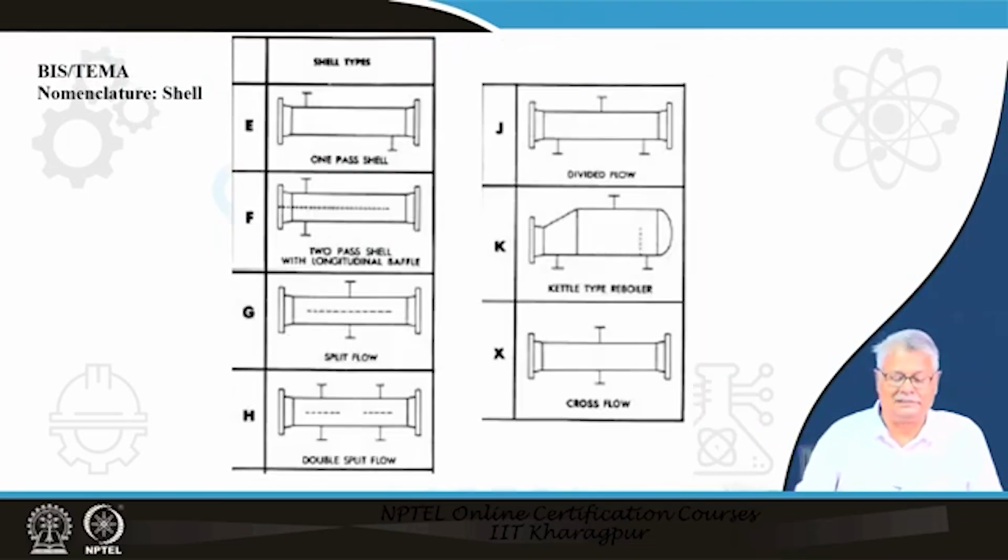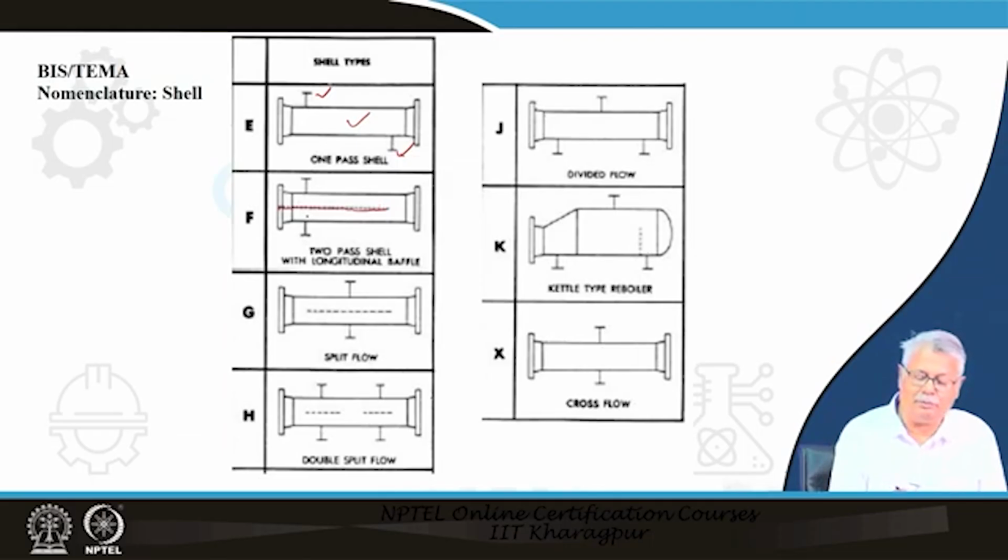Now, we look at the shells. This one pass shell is the simplest. That means you have the two shell nozzles, one here and the second one here. The F type is a two pass shell. So, you have a pass partition in the shell itself. The fluid flow will be this way, either from the left to right, here and here, or it could be the other way also depending on the design that you have.